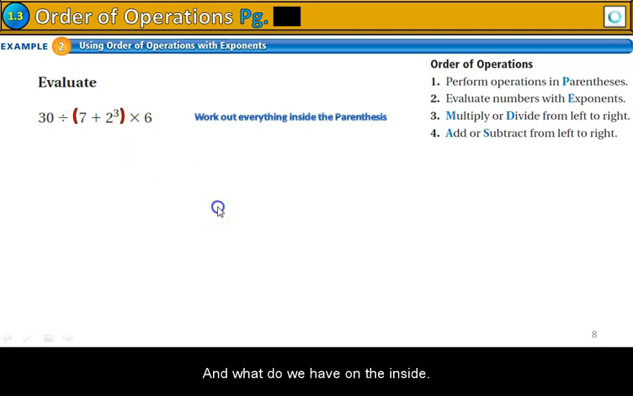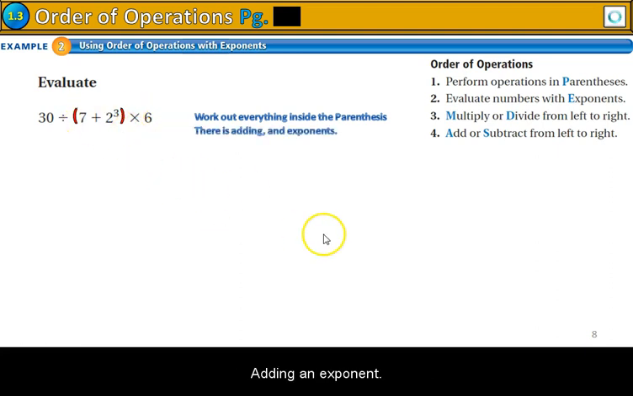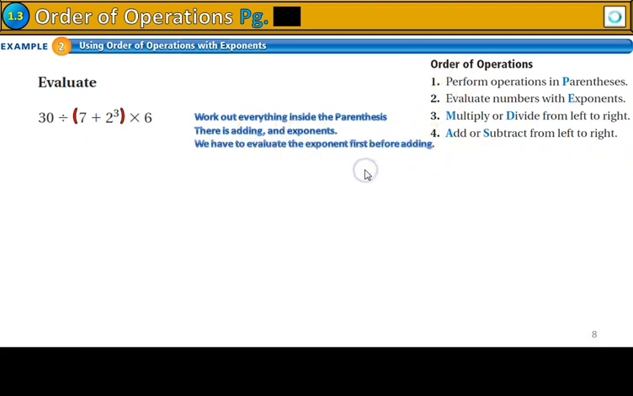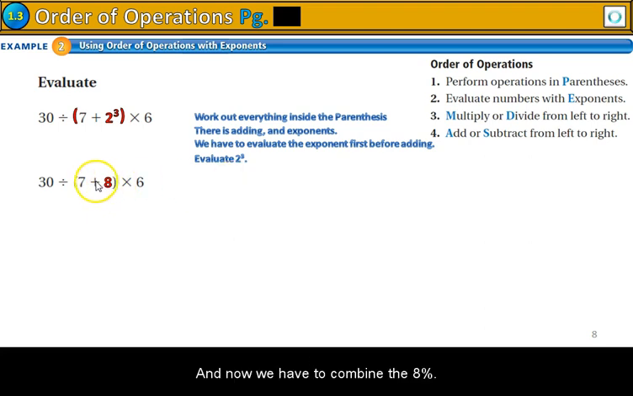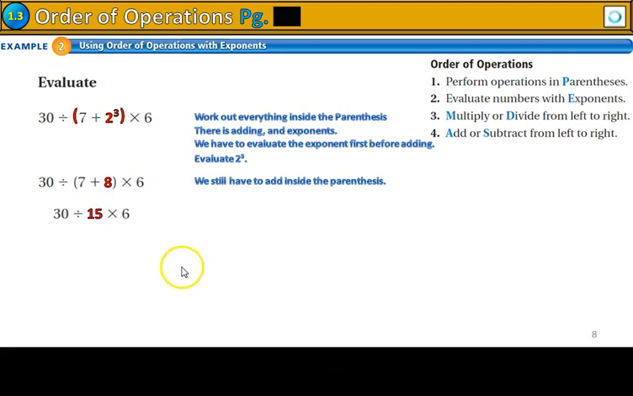And what do we have on the inside? There's adding and exponents. Should I add, then work out the exponents? Let's take a look at this list and what should we do first? We have to evaluate the exponents first before adding. So let's evaluate 2 to the power of 3. This is 2 times 2 times 2, which gives us 8. And now we have to combine the 8 plus 7 inside the parentheses to get 15.